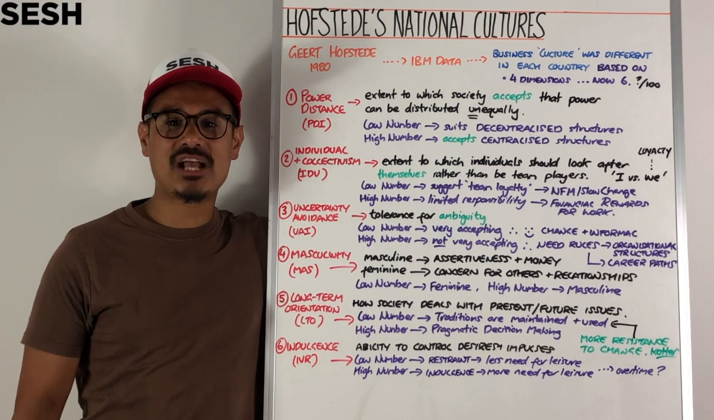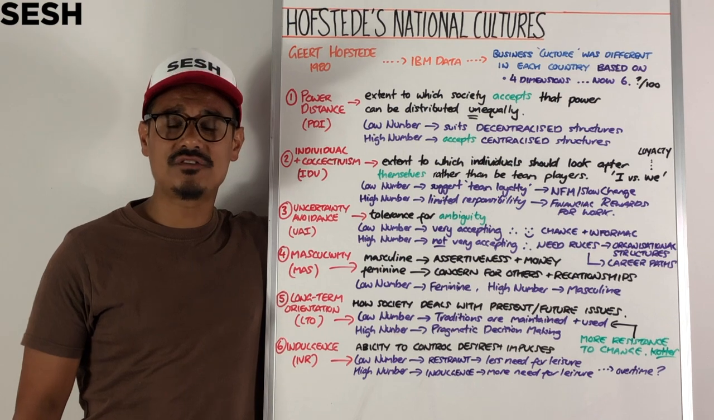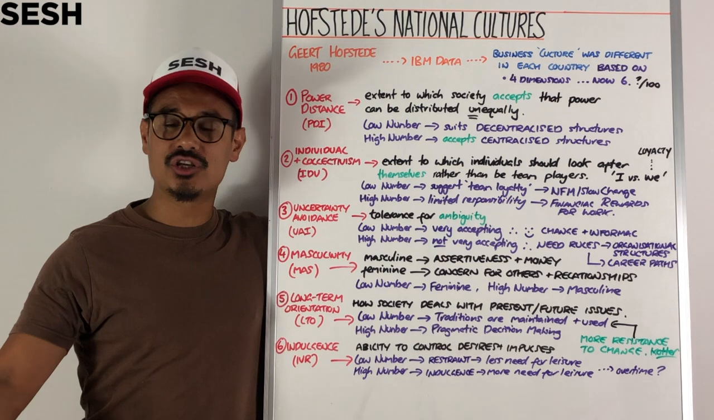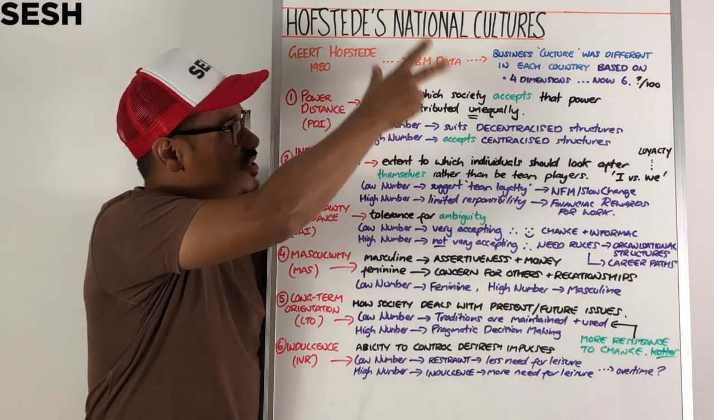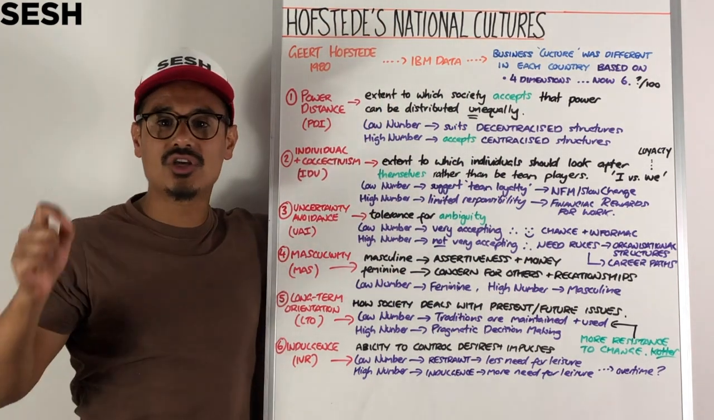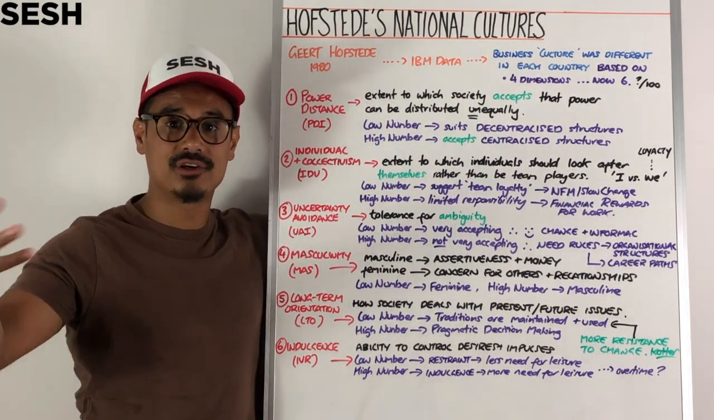Session on Hofstede's national cultures. So after years of analysing IBM data, Geert Hofstede in 1980 released his national cultures, or cultural dimensions, theory. Essentially, looking at this IBM data, he found that business cultures will differ in different countries.